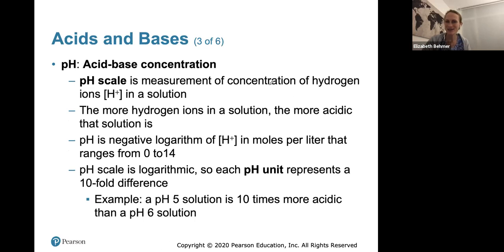The acid-base concentration is measured in our pH scale. And the pH scale, this might be a test question, it's a measurement of the concentration of hydrogen ions. So your pH scale measures the concentration of hydrogen in a solution. The more hydrogen ions in a solution, the more acidic it is.